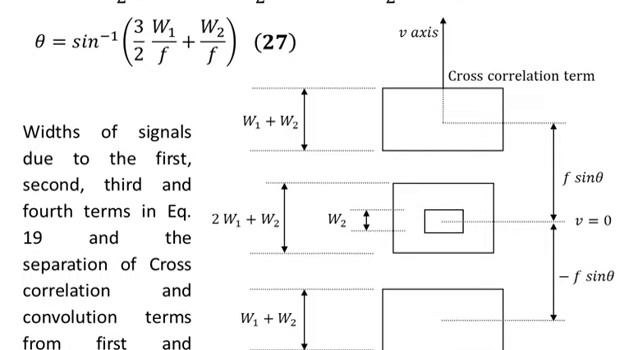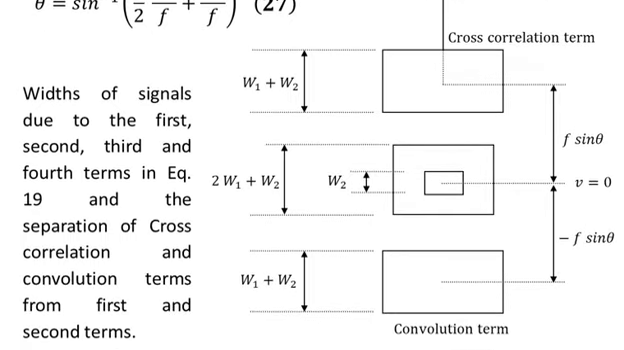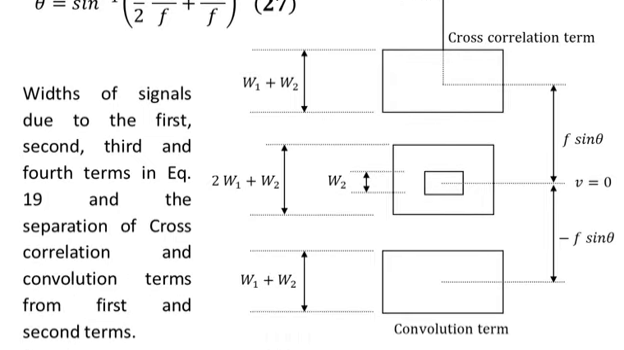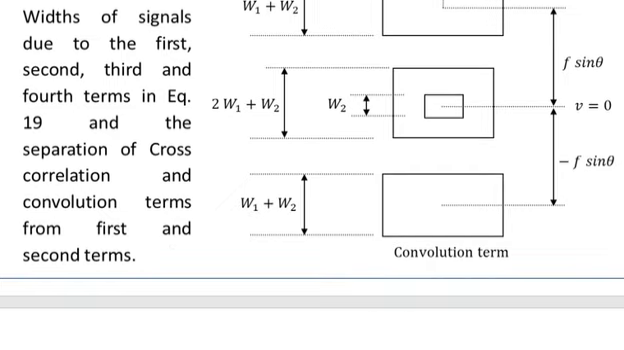So here you see that we have also shown in the diagram that f sine of theta must satisfy the conditions we have shown in equation number 26, and the angle that the reference beam makes during the formation of the van der Rohe filter must satisfy the condition of angle theta given by equation number 27. Width of the signals due to the first, second, third and fourth terms in equation number 19, and the separation of the cross correlation and the convolution terms from the first and the second terms.